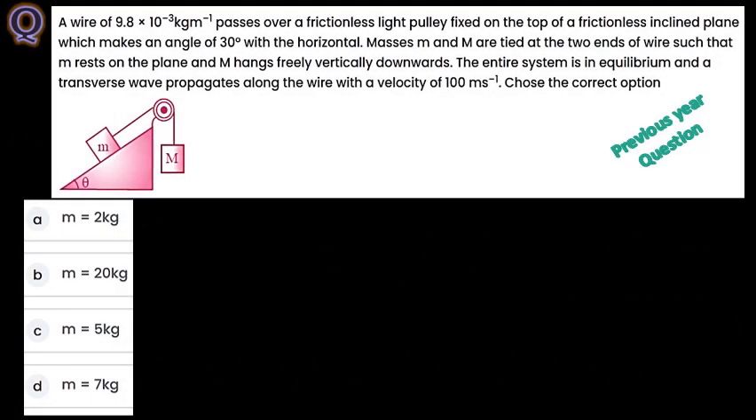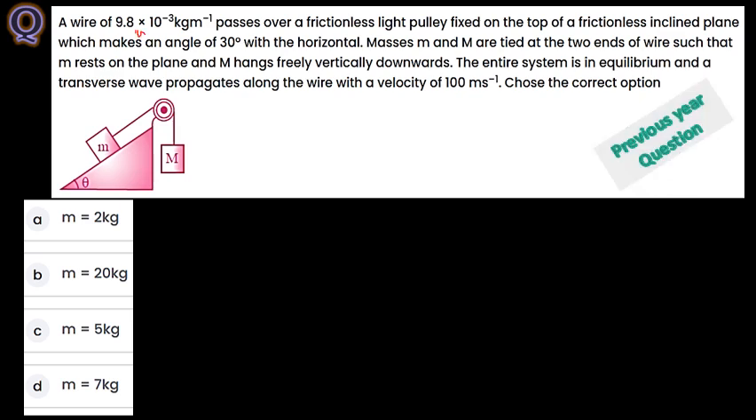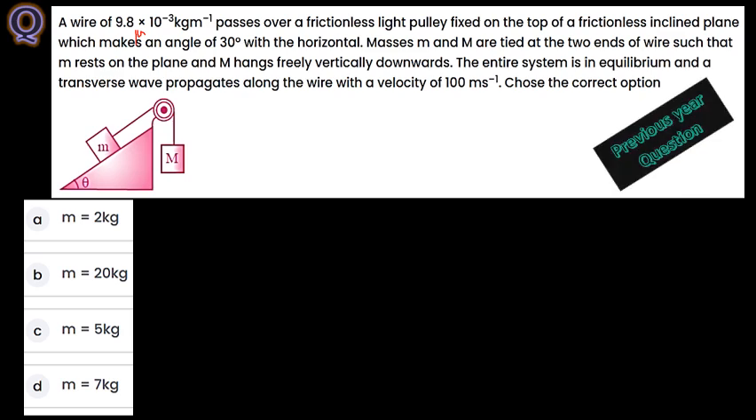This is an important old question paper problem. A wire of 9.8 into 10 power minus 3 kilogram per meter. Kilogram per meter is linear density. Kilogram per meter square means area density, and kilogram per meter cube means volume density. Here it is linear density, and the symbol is mu.